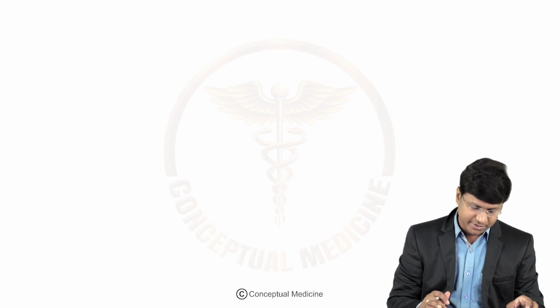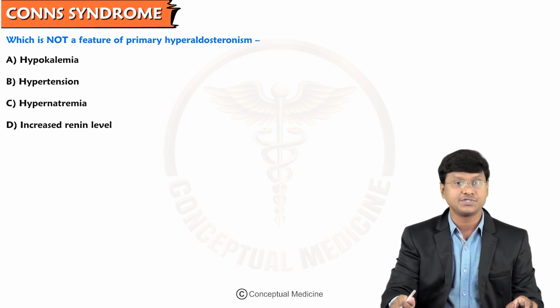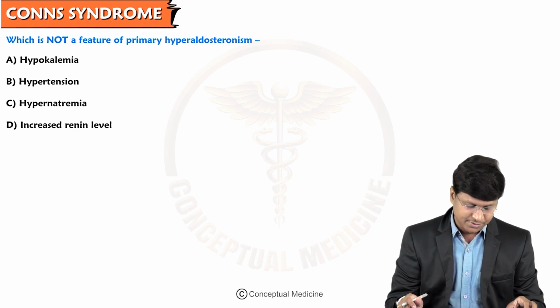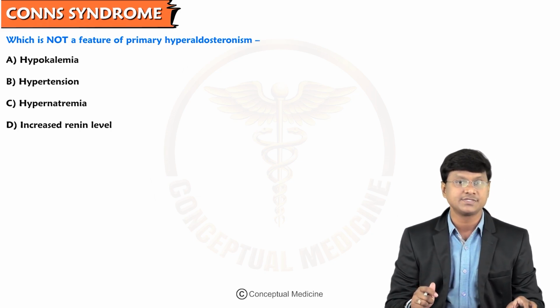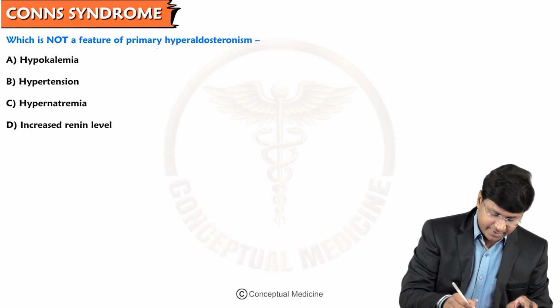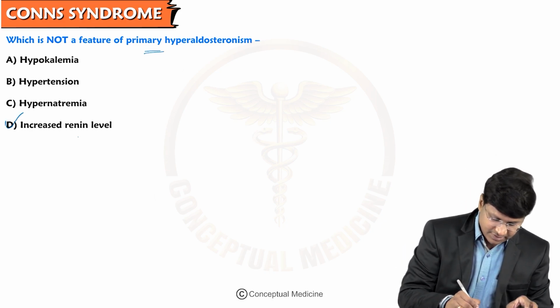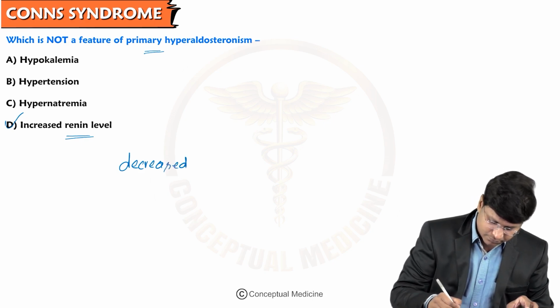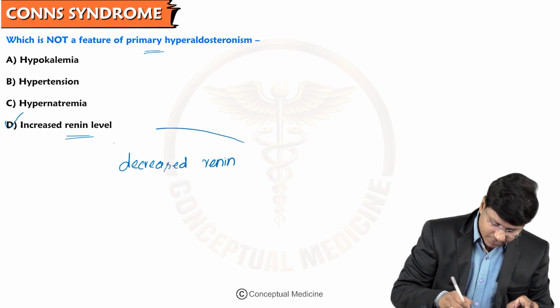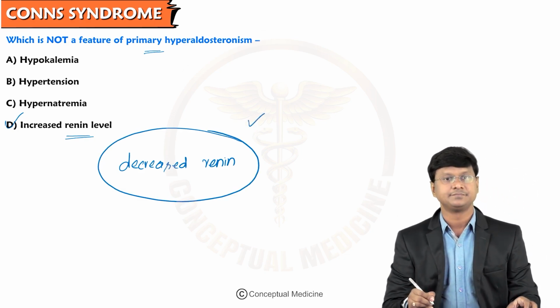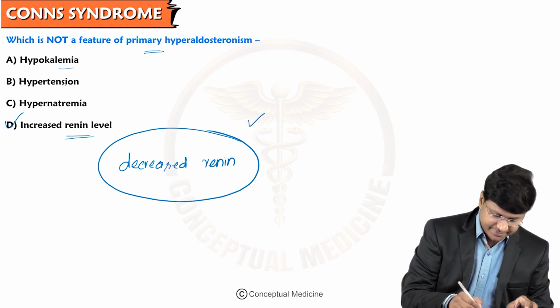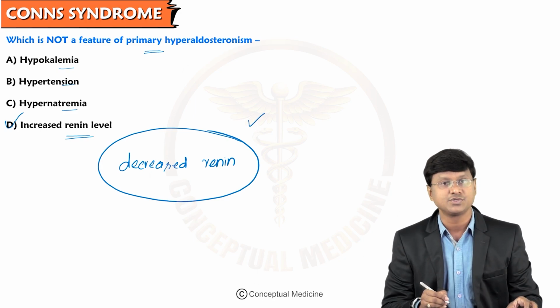Now let me show you one question here: which is not a feature of primary hyperaldosteronism? Hypokalemia, hypertension, hypernatremia, increased renin levels. Remember, as we have already discussed, in primary hyperaldosteronism they will not have increased renin. They will have decreased renin. The remaining all, hypertension will be there, and hypernatremia also will be there.